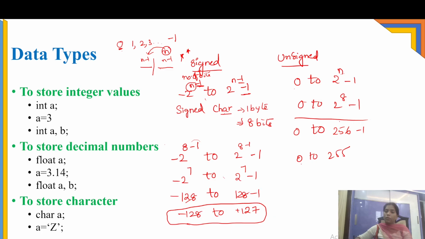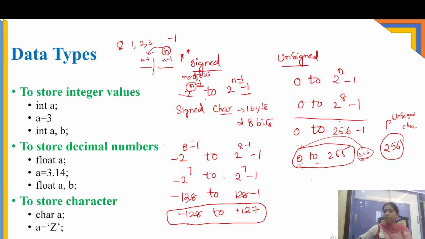So for example, if we want to store 256 in an unsigned char, what does the size mean? The size of the range is 0 to 255. So 256 is the next value, right? It will be reversed to 0. It will start storing from 0.